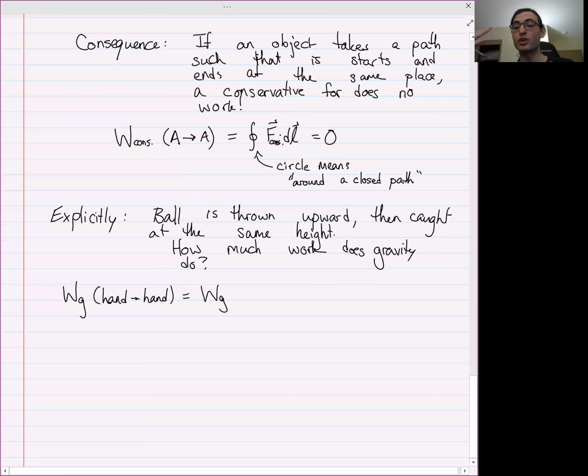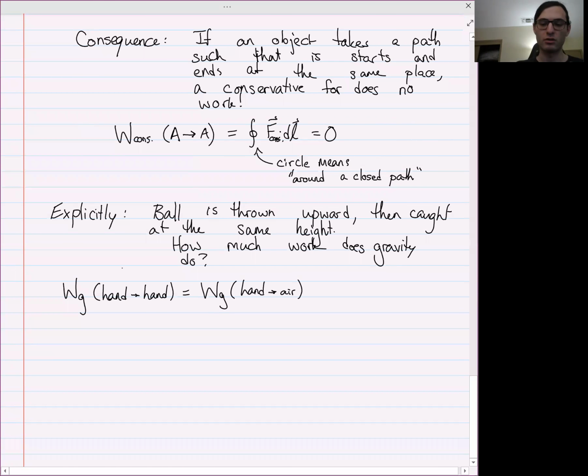Just like when you're doing integrals, an integral from A to B plus an integral from B to C, that's an integral from A to C, right? You can always split up the bounds of the integral, and you can do that with path integrals too. It works just as well. So what we're going to do is split up the work integral into an integral from the hand to the air, to the top, when it's at the top of its path.